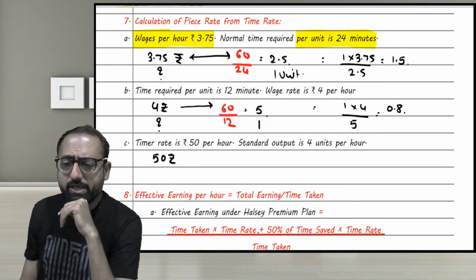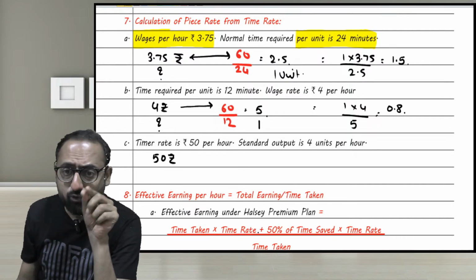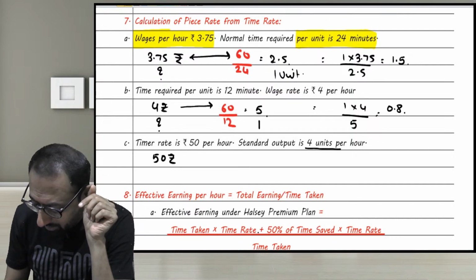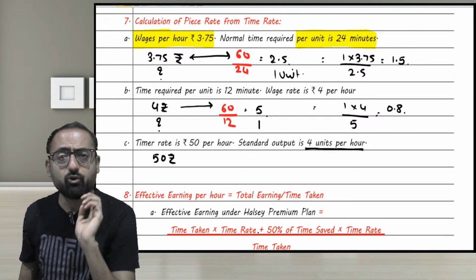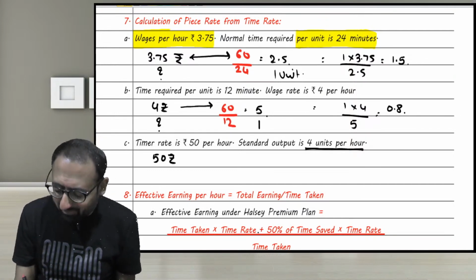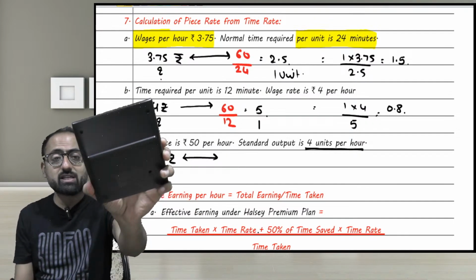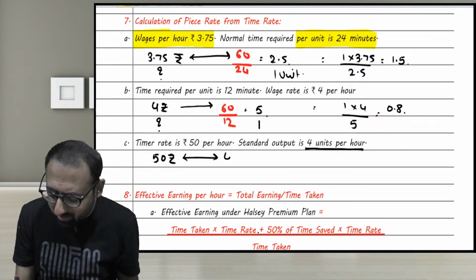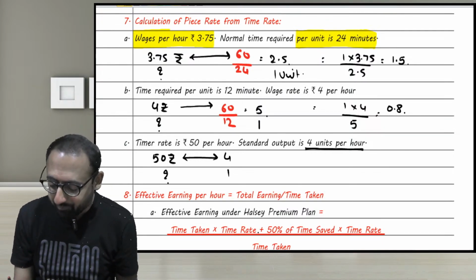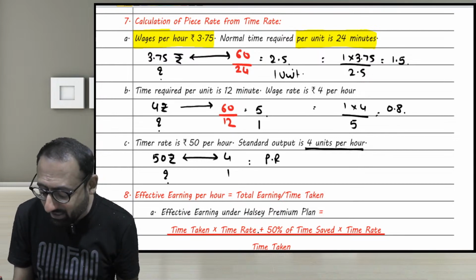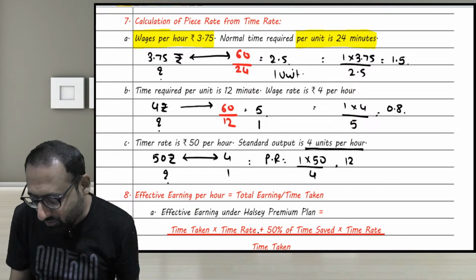It is given straightforward in this question. Standard output per unit is, very good, standard output is 4 units per hour. In 1 hour that worker is producing 4 units. Now guys, it is very simple. You are giving 50 rupees to him. In that 1 hour, he is giving back to you 4 calculators. So immediately you can calculate the rate for one calculator. Piece rate is equal to 1 multiplied by 50 divided by 4, and its answer is 12.5.